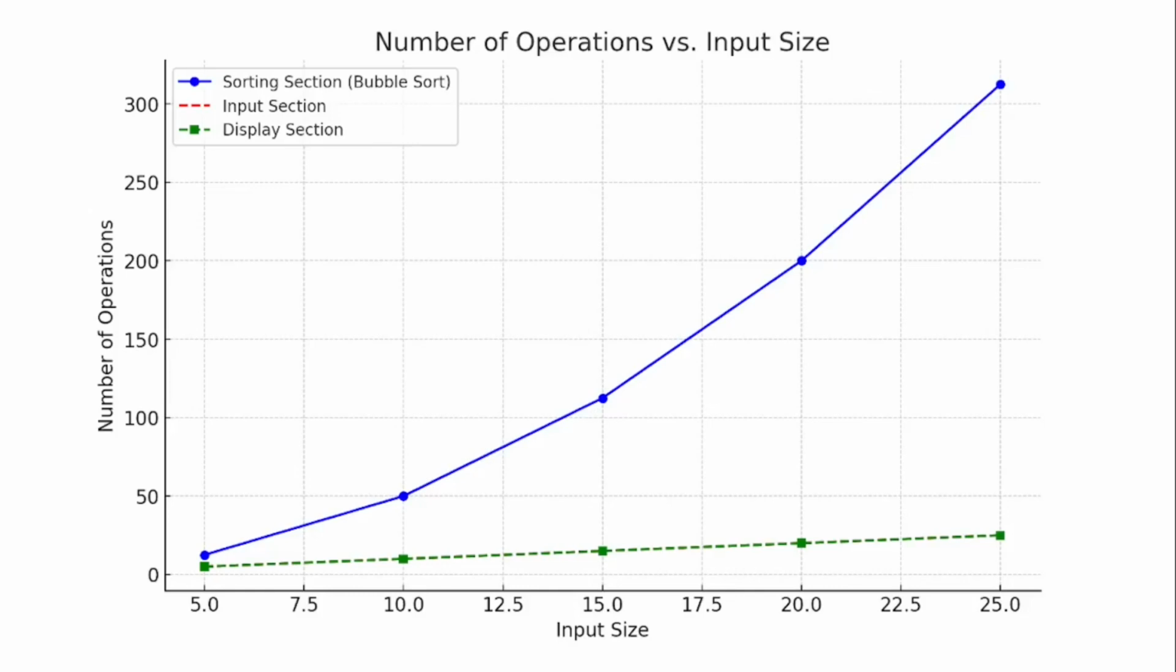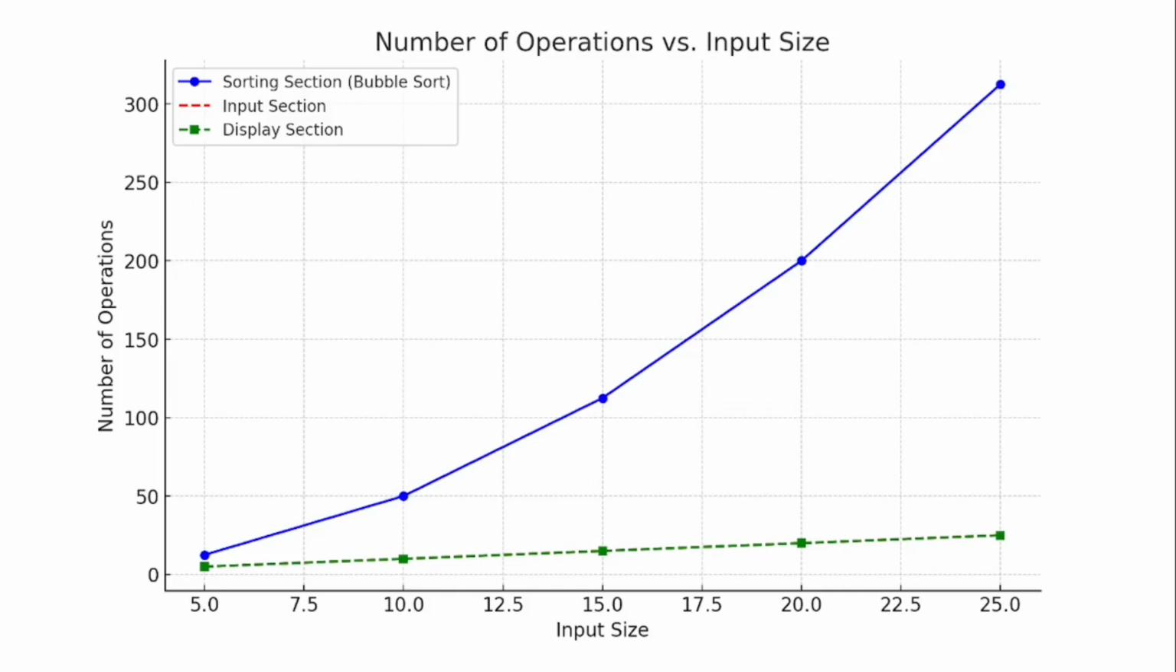Take a look at a graph that illustrates how the number of operations in the bubble sort algorithm varies with the size of input. There are three lines representing different parts of the algorithm: the blue line for the sorting section, the red dashed line for the input section, and the green dashed line for the display section.